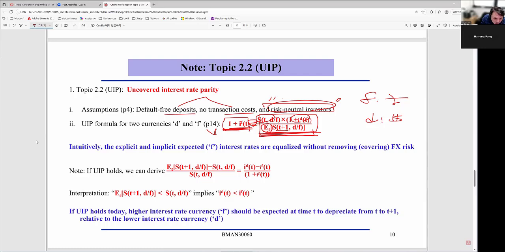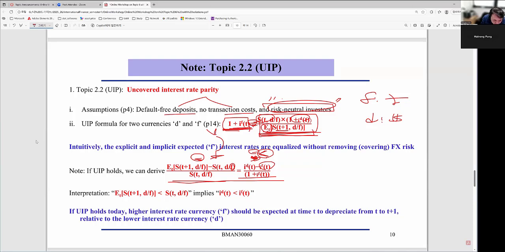And then what is the meaning of a violation of UIP? We can write down UIP in this form. What is the meaning of this? It's better to say this: if F is bigger than D, then F is the high interest rate currency. If we have this inequality, then the left-hand side is negative too, just like the right-hand side. The whole thing is negative here. The negative means the currency in the denominator is depreciating.